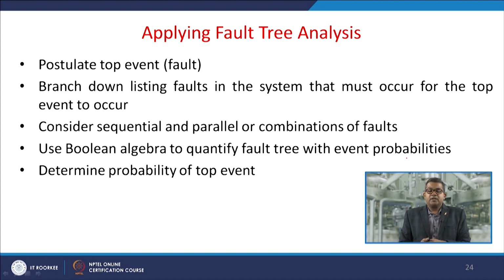Now, while applying the fault tree analysis, you must postulate the top event, that is the fault, then branch down the listing of faults in the system that must occur for the top event to occur. Must consider the sequential and parallel or combination of the faults. Use Boolean algebra to quantify the fault tree with the event probabilities. You need to determine the probability of the top event, that is, once you have postulated the top event, that is the fault.